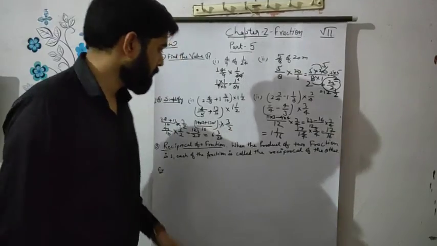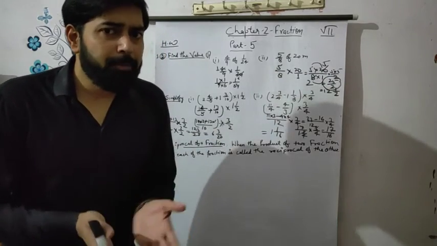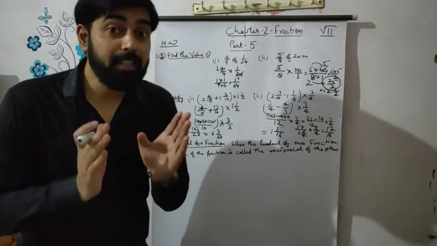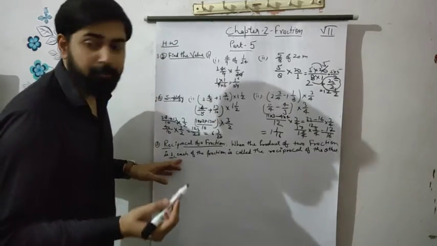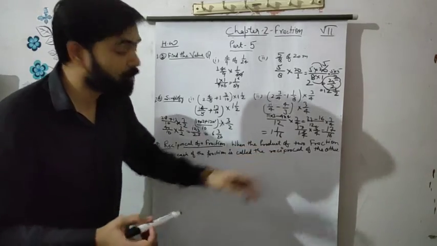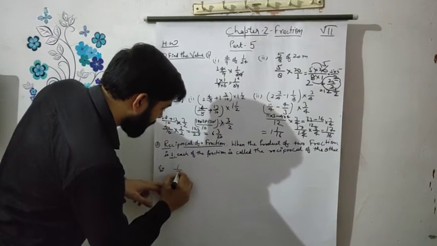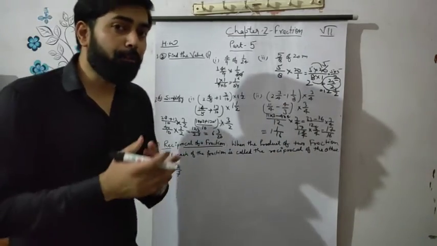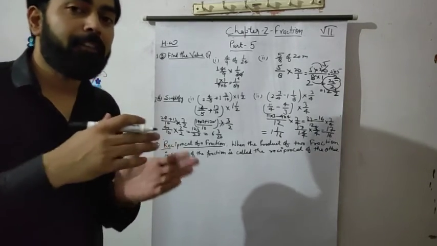Understood? Now today's first topic is the reciprocal of a fraction. So what is the reciprocal of a fraction? Look here, when the product of two fractions is 1, each of the fractions is called the reciprocal of the other. So look, suppose that here is 1 upon 7. The definition is saying if the product of two fractions is 1, they are the reciprocals of each other.